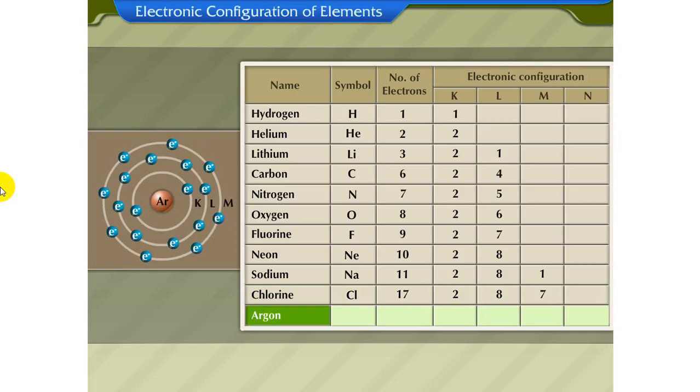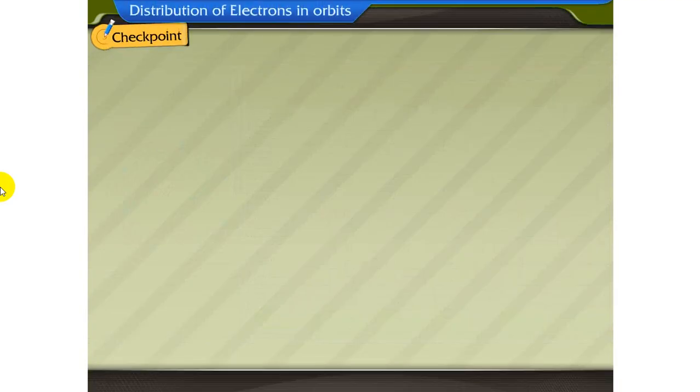Next is argon. Its symbol is denoted by Ar. The number of electrons is 18. This means that there are 2 electrons in the K shell, 8 electrons in the L shell, and 8 electrons in the M shell. Therefore, the electronic configuration is 2, 8, 8. Let's do a quick check.